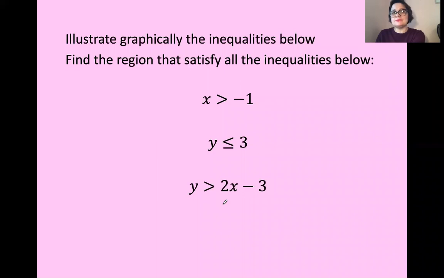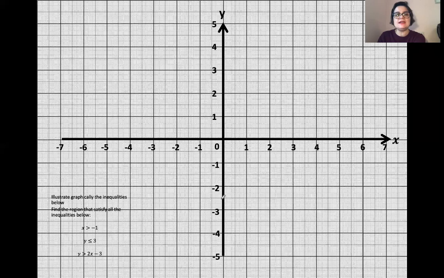Now, here we have 3 inequalities to illustrate graphically. x bigger than -1, y smaller and equal than 3, and y bigger than 2x minus 3. Let's have a look. Let's start with the first one. x bigger than -1, so it's going to be a dotted line. Dotted line on -1, just like that.